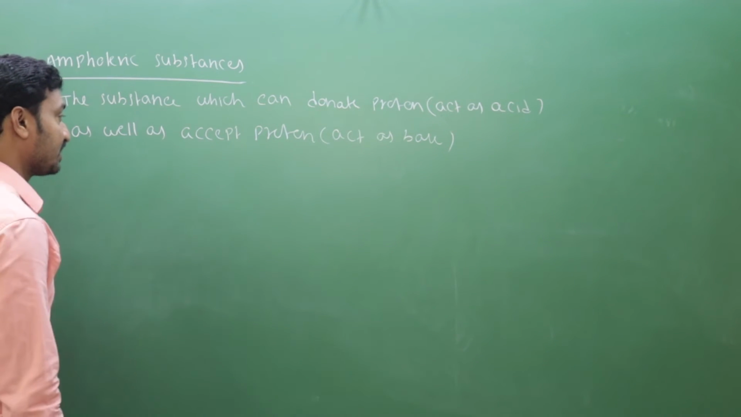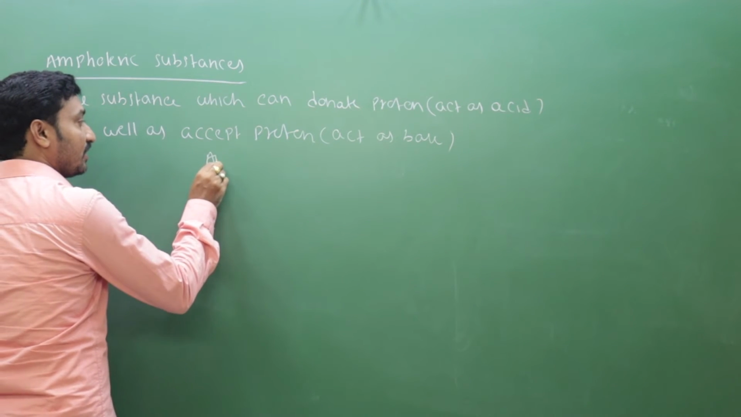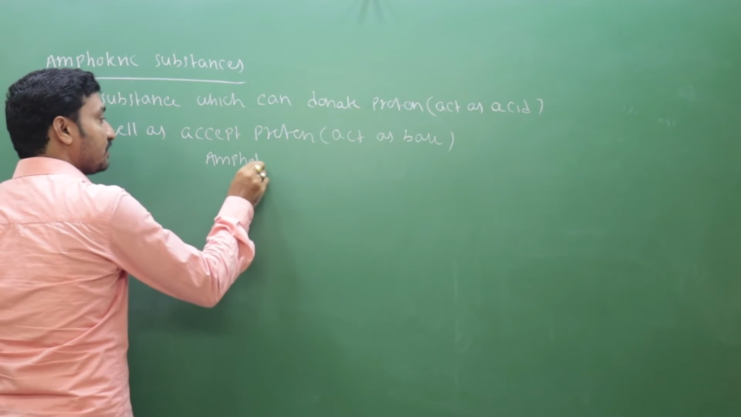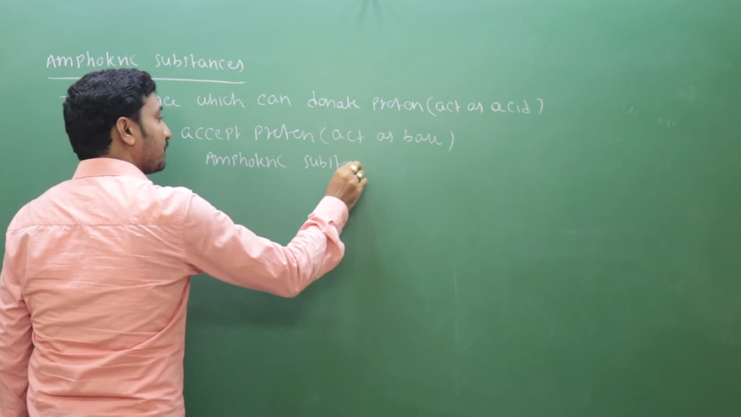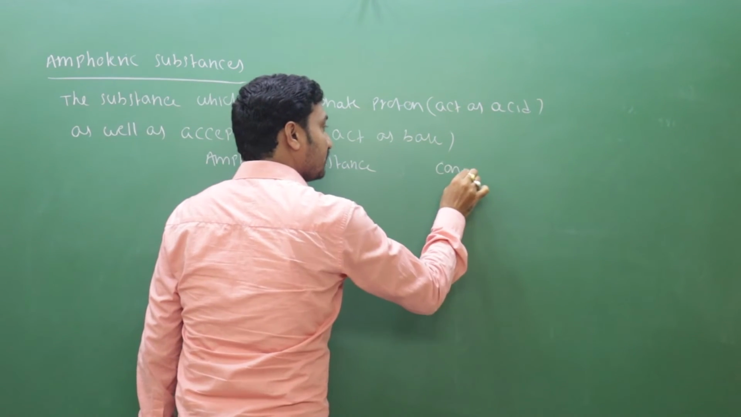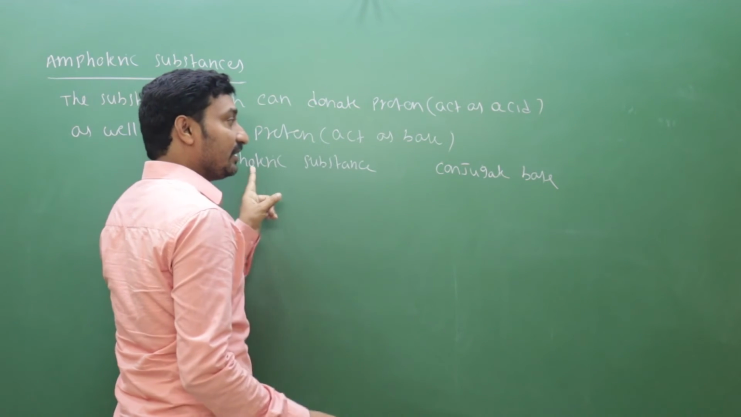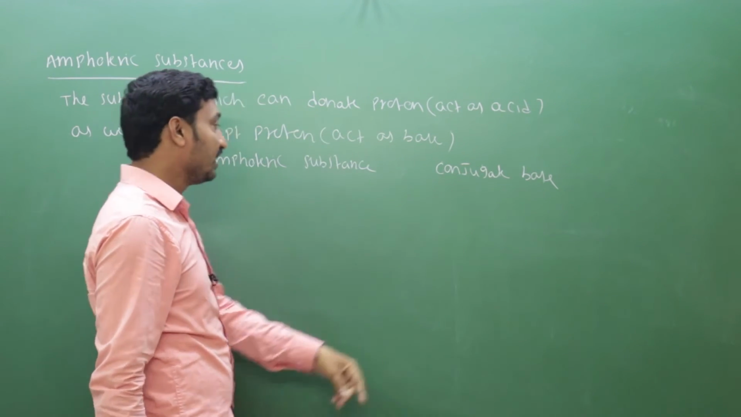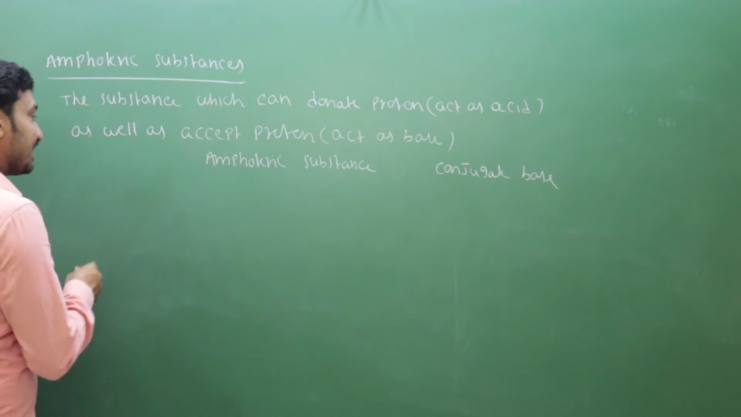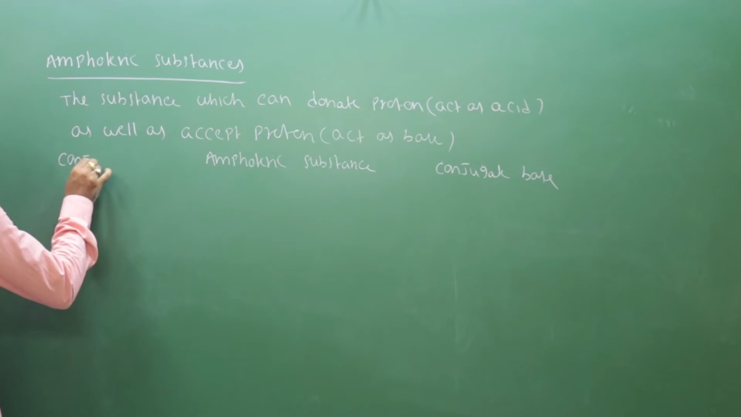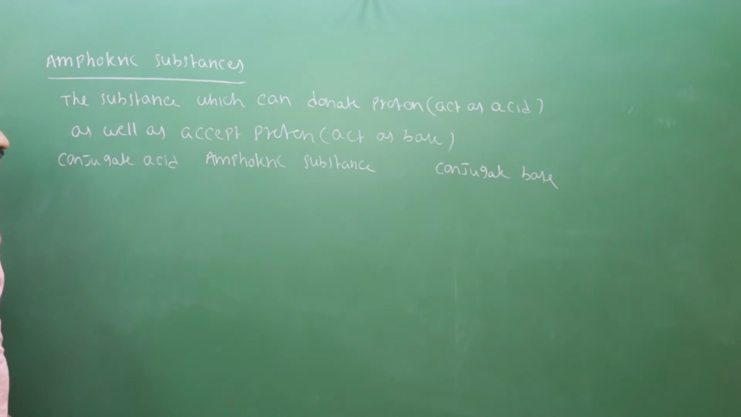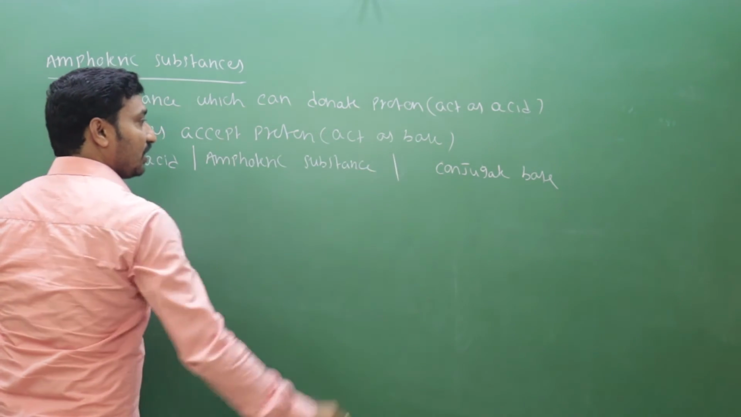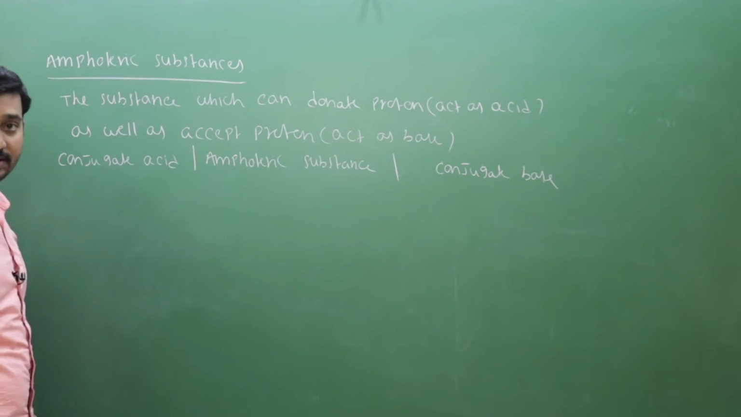Okay, let us discuss some examples. Amphoteric substance, conjugate base. If it acts as an acid, it has a conjugate base, right? If it acts as a base, it has a conjugate acid also. Amphoteric substance, conjugate base, conjugate acid.